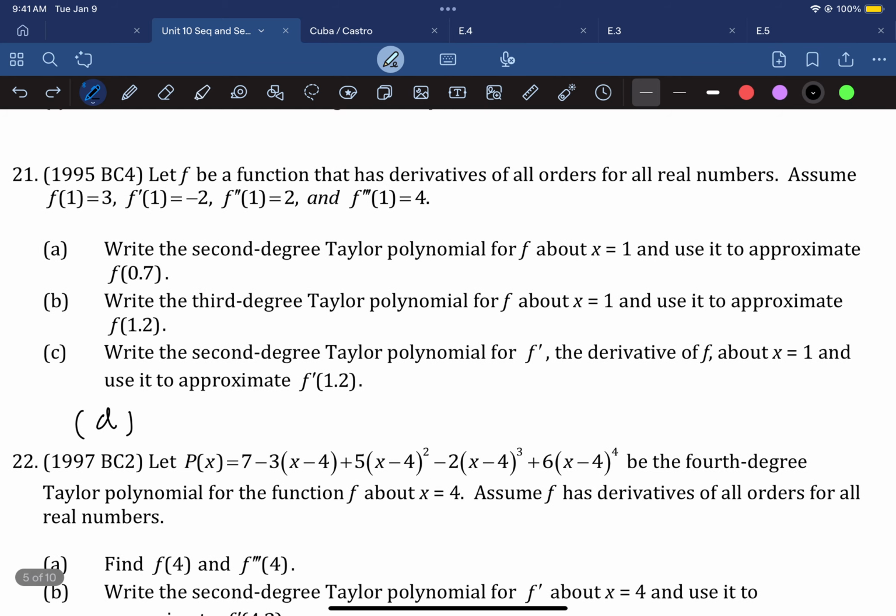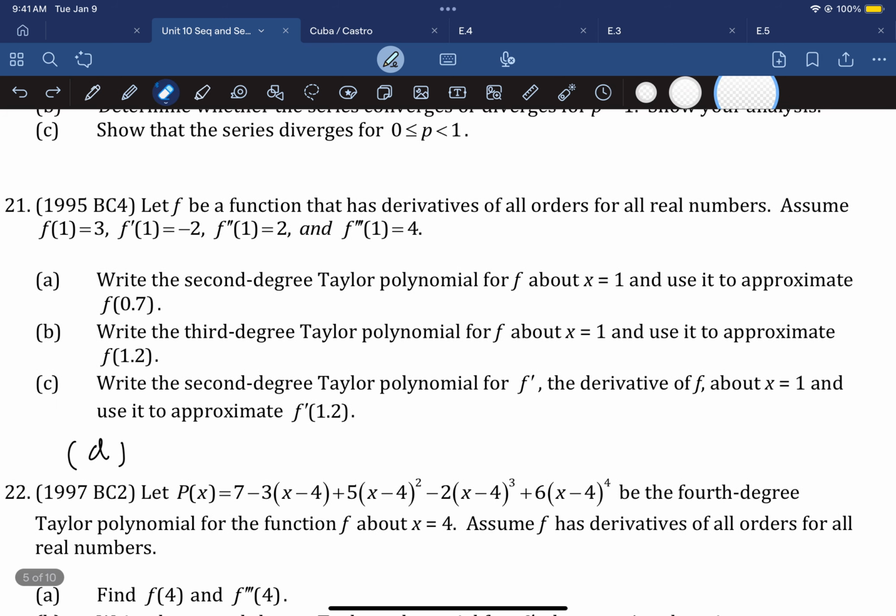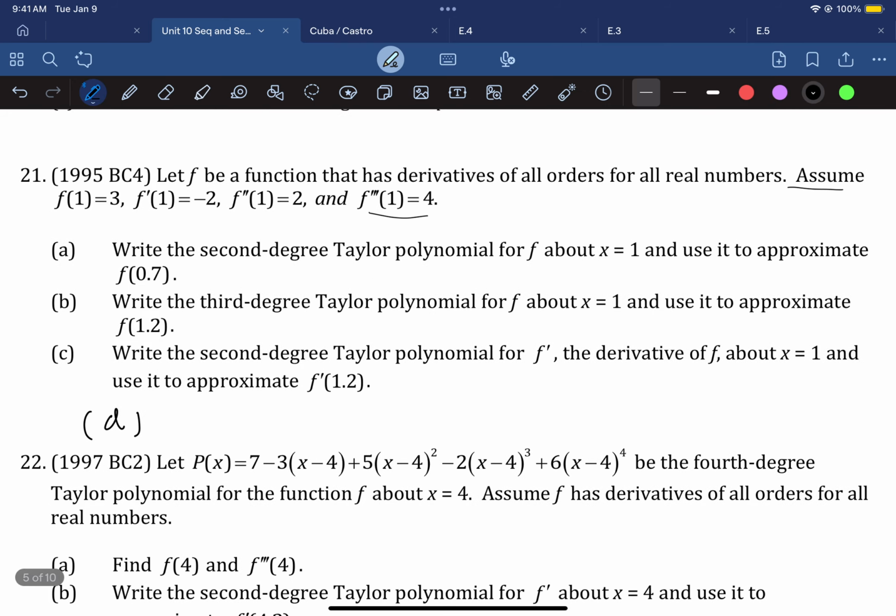So let's solve part A. Write a second degree Taylor polynomial for f about x equals 1. So we can already see that we're dealing with a Taylor polynomial centered at 1. When we're doing our Taylor polynomials, we do x minus c, so it's x minus 1, right, to whatever power n we're dealing with when we are writing out our statement. And then use it to approximate f of 0.7.